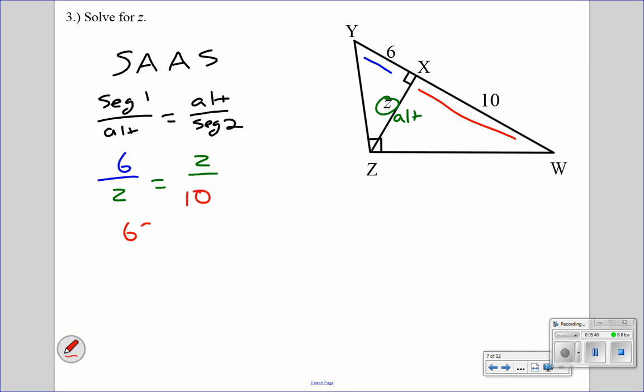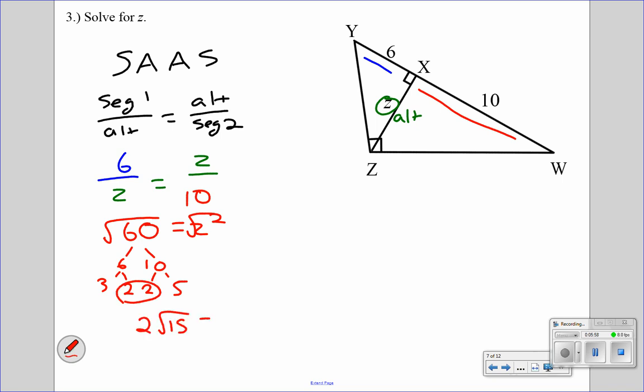Cross multiply and solve. 60 equals z squared. Square root both sides. This can be factored into 6 times 10. So we get 3 times 2, 2 times 5. I'm going to pull out a pair of 2's. So z is 2 square roots of 15.